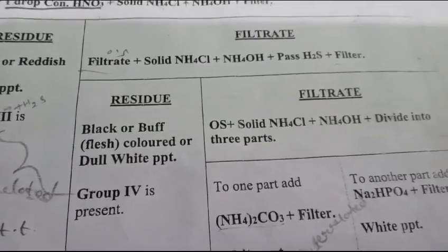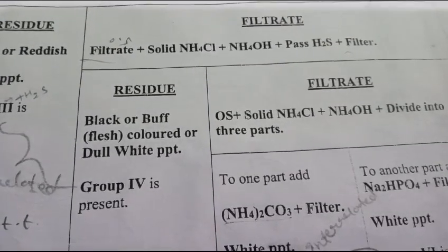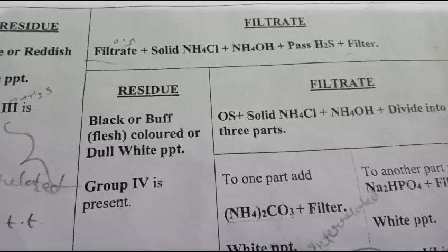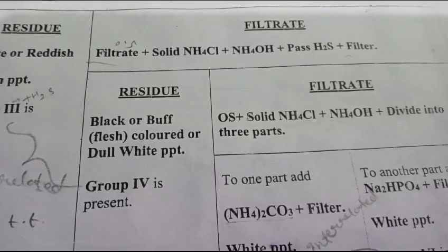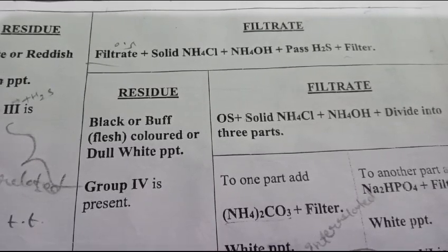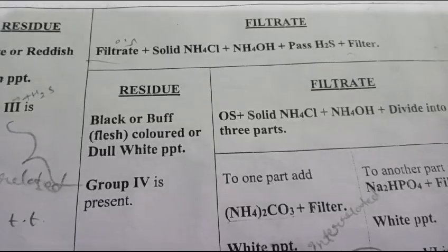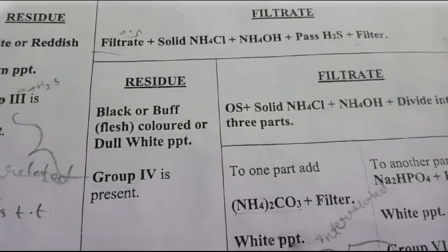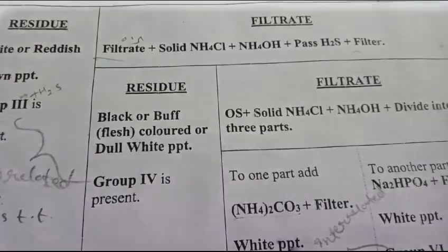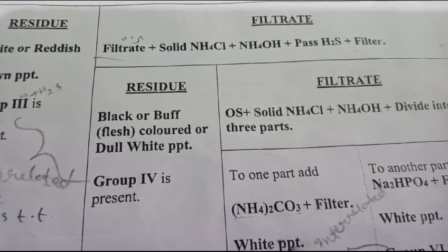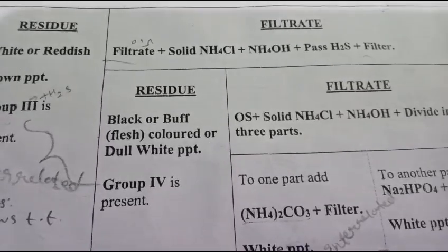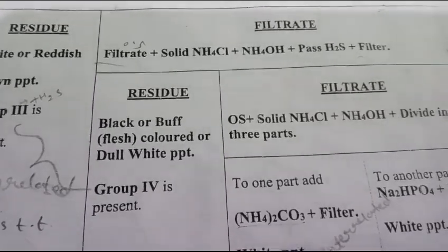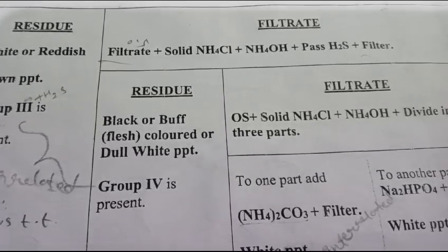So how to get that precipitate? Take a test tube, add a small amount of original solution with ammonium chloride, ammonium hydroxide, then hydrogen sulfide, H2S. After filtering, you will find a precipitate. Which color precipitate do you get? If you get a black or buff, that means flesh-like, you will get white, or dull white precipitate, then group 4 is present.